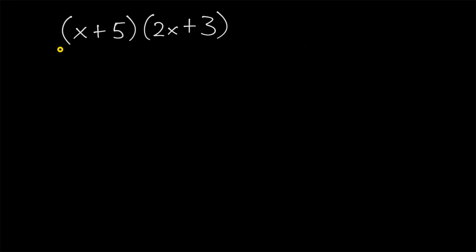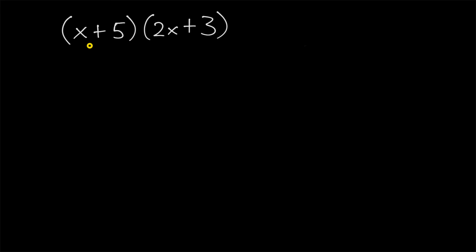How are you going to multiply these two binomials together, x plus 5 and 2x plus 3? Well, first of all, before we start, let's recall what binomials are. A binomial is simply a polynomial that contains just two terms.